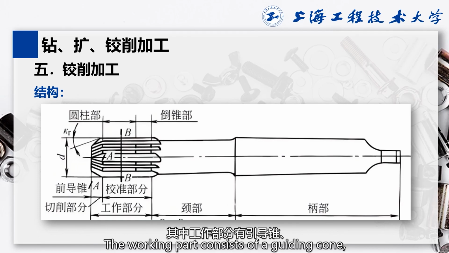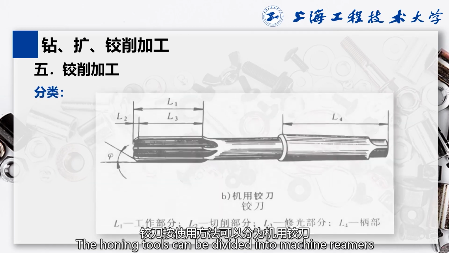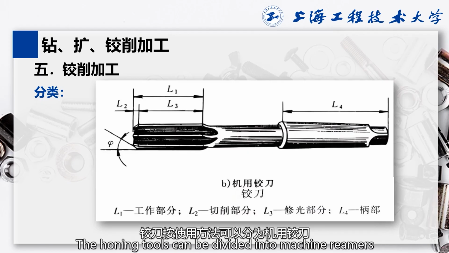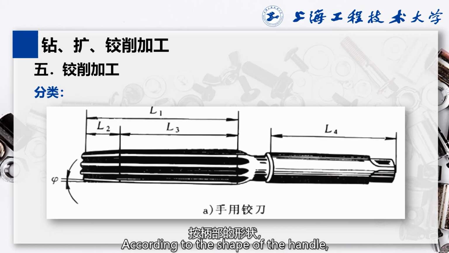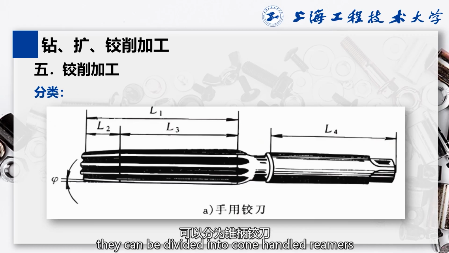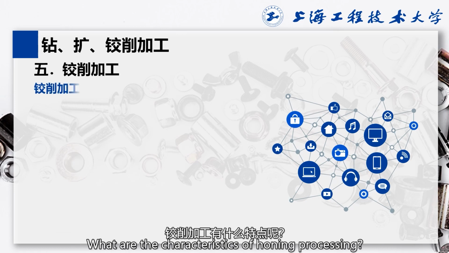The working part consists of a guiding cone, a cutting part, and a correction part. The reaming tools can be divided into machine reamers and hand reamers according to their usage methods. According to the shape of the handle, they can be divided into taper-shank reamers and straight-shank reamers. What are the characteristics of reaming processing?